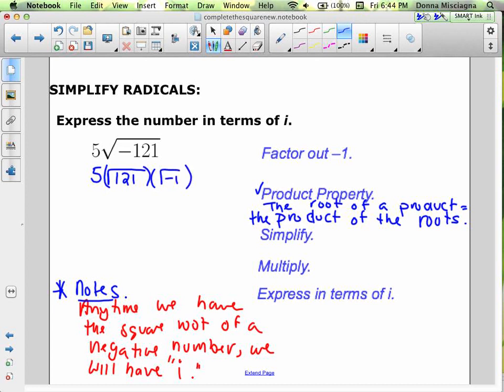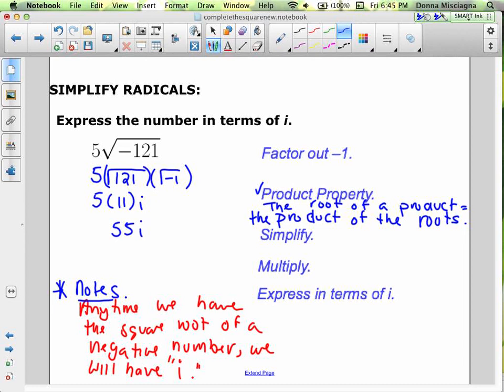All right, so product property, you can write this in your notes. The root of a product equals the product of the roots. So we can split that radical into 2 radicals and have that as a product of those radicals. Well, we know the square root of 121, that's a perfect square. That's 11. How about the square root of negative 1? Well, we know that's i. So now we just multiply those together, so our answer is 55i.